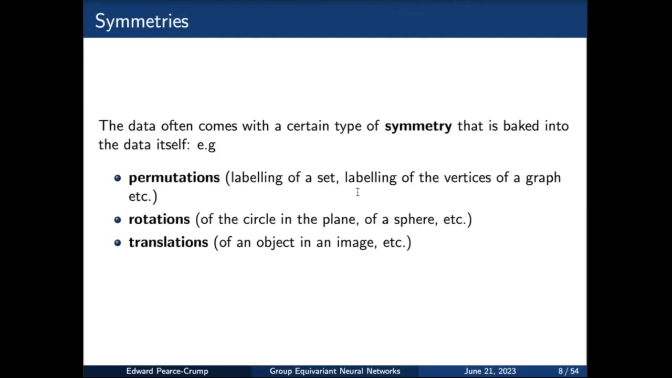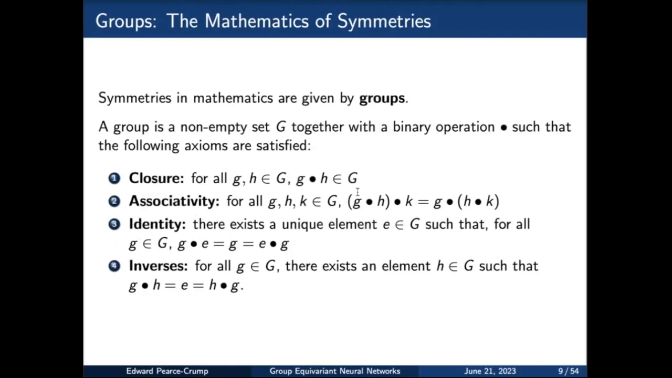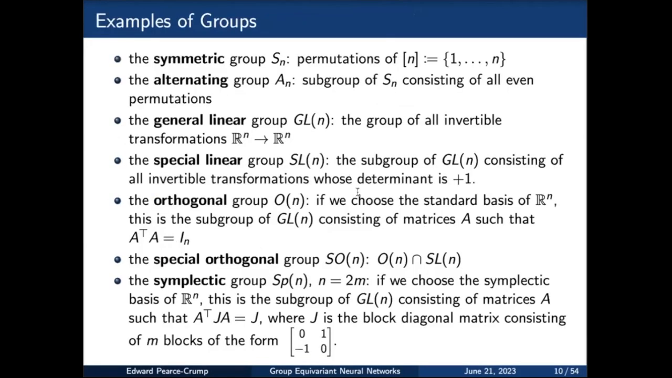Now, of course, formally, symmetries are given by groups, and you all know what a group is, but I've just given the definition here for completeness. So I won't go through this, but the main examples that we'll focus on are these. And again, you'll probably know most of them, so I won't go through all of them. But for example, we have the symmetric group at the top, Sn, which are permutations of the set of elements containing 1 to n. And we're going to write that in this particular bracket notation.